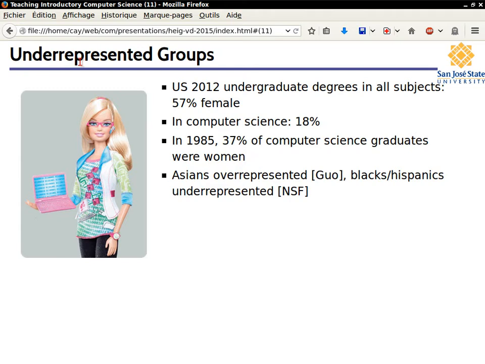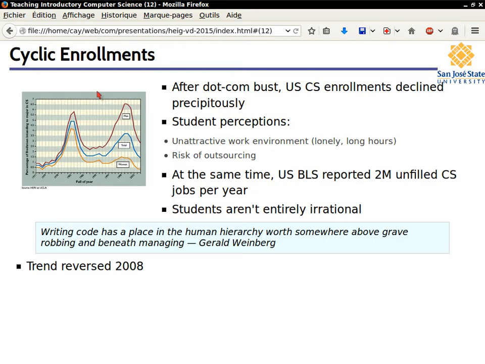And so that's something that we all have to work on. But it's something that is an issue. It would be awfully nice to have more people in these courses who are not just stereotypical.